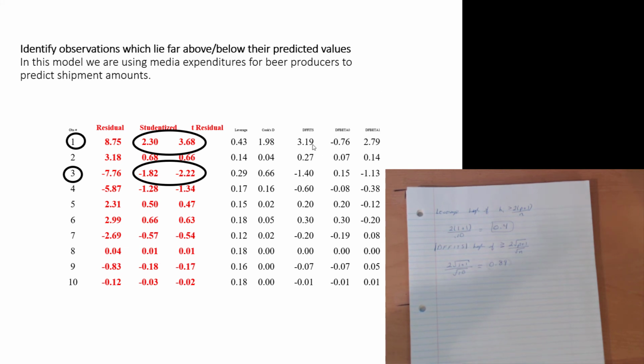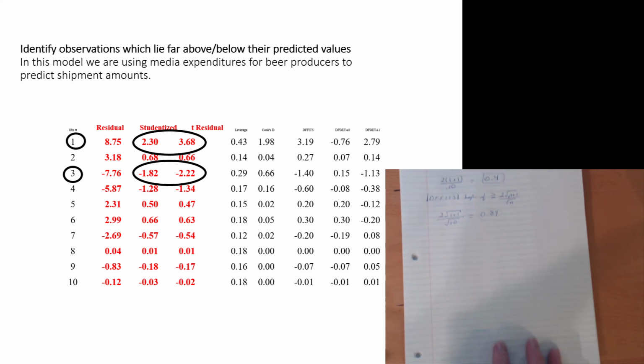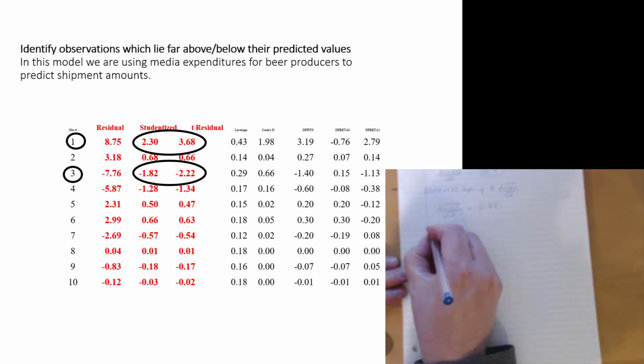We see the positive nature of the DF fits, indicating that observation 1 is pulling the line up, and a negative value for observation 3, indicating that observation 3 is pulling the line down. Okay? So it's an extra piece of useful information there. Now last, let's look at the DF betas.